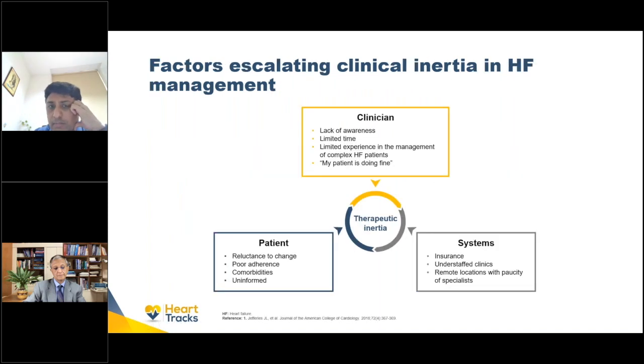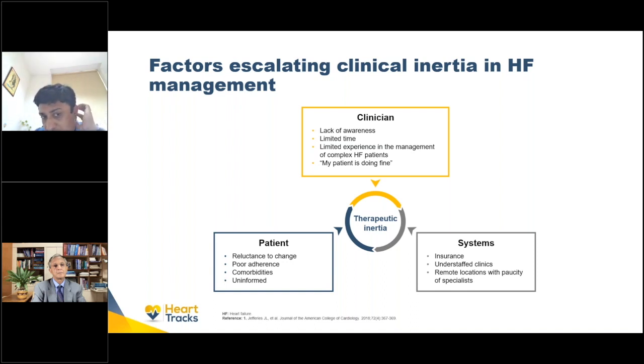So inertia on the side of the clinician is because of lack of awareness of the latest guidelines. Sometimes clinicians are too busy with the number of patients they are looking after. Third, they have limited experience in the management of complex heart failure patients. And fourth, which is always in the mind: my patient is doing fine, so why should I change the therapy, or why should I shift from one therapy to another?